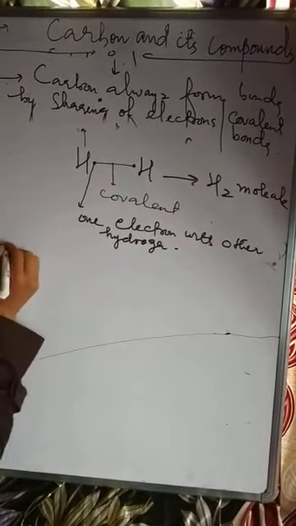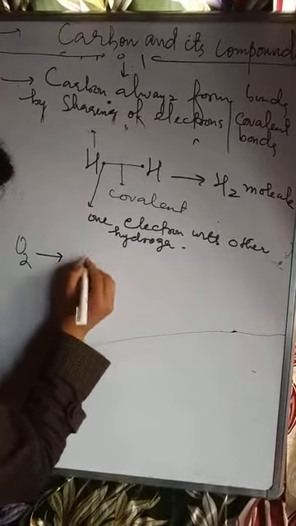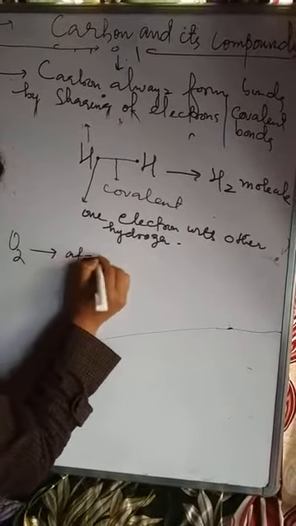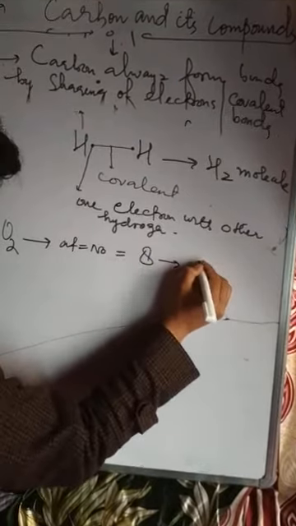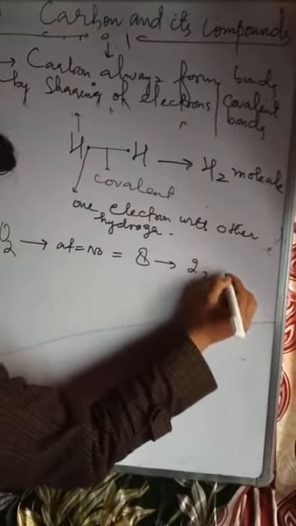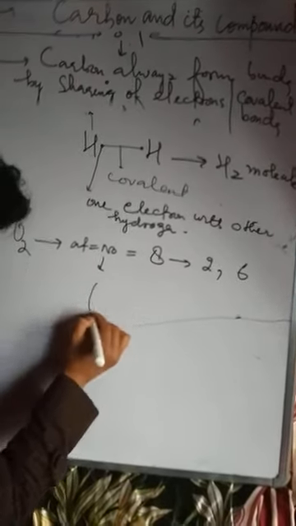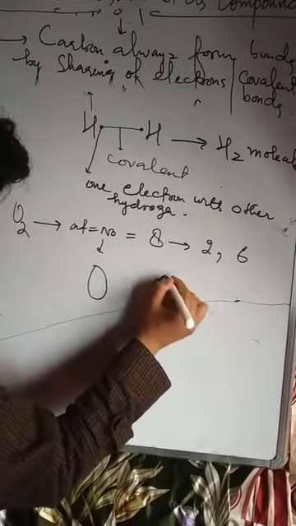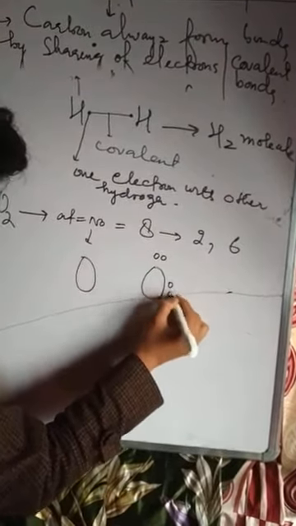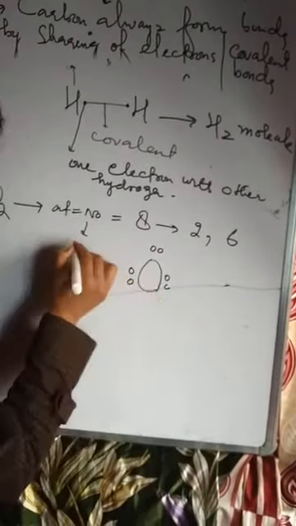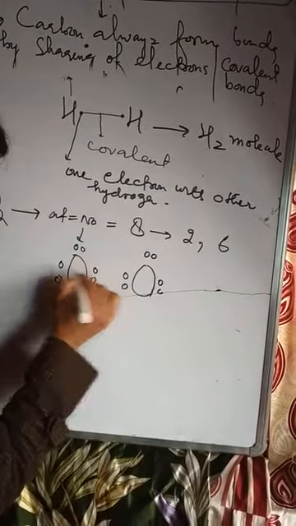Now another example in case of oxygen, O2 molecule, the atomic number of oxygen is 8. That means in first shell it contains 2 electrons. In second shell it contains 6 electrons. Like this. This is oxygen. This another oxygen. It contains 6 electrons. 1, 2, 3, 4, 5, 6. 1, 2, 3, 4, 5, 6.